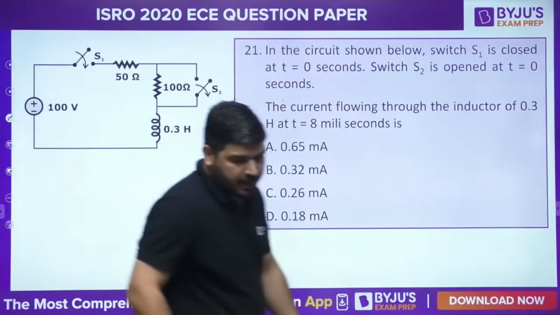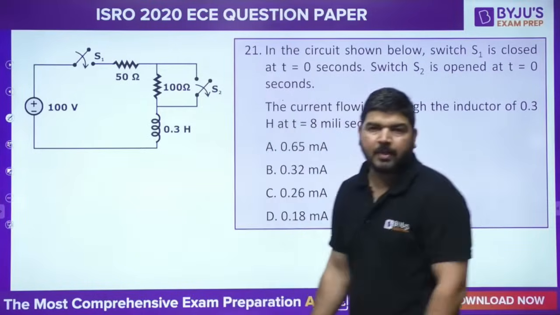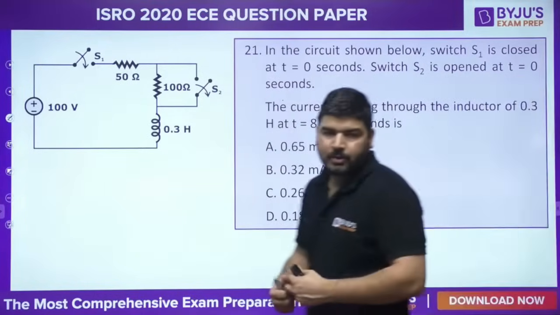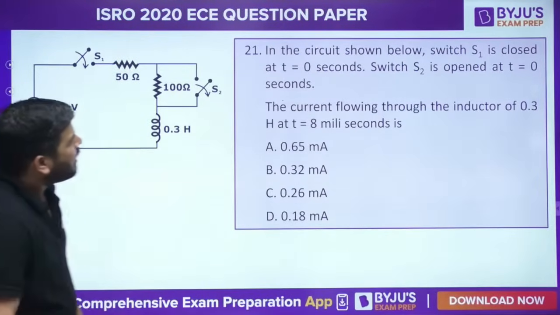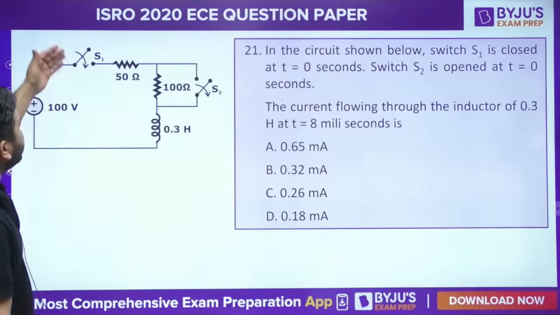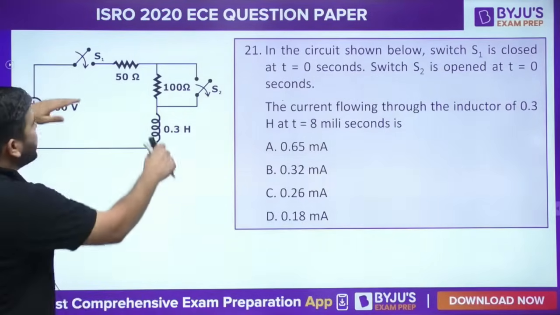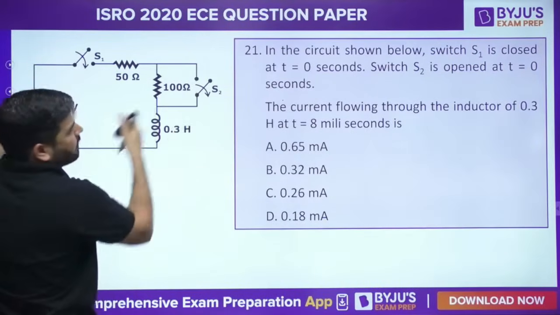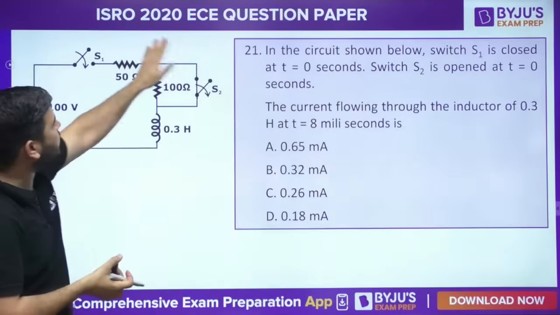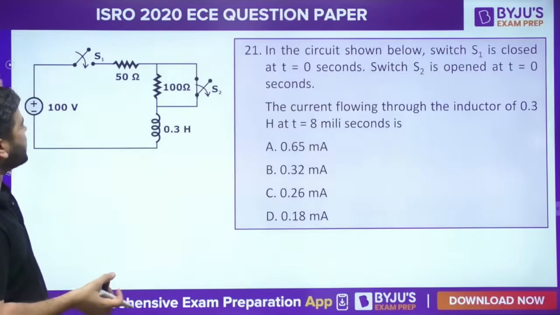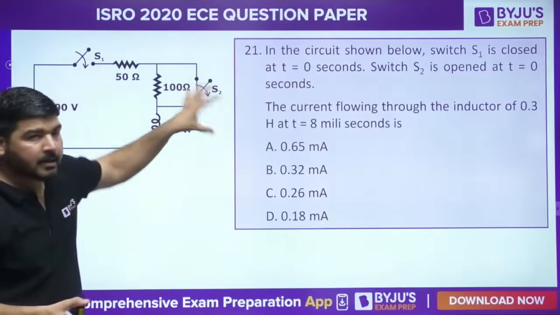Let's come to the next question, guys. Now in this question I want you to try. It's a very simple question again. Let's read the statement. The switch S1 is closed at t equal to 0 and S2 is open at t equal to 0. It means previously S1 was open and S2 was closed. So there was no current in this circuit because the source was disconnected.